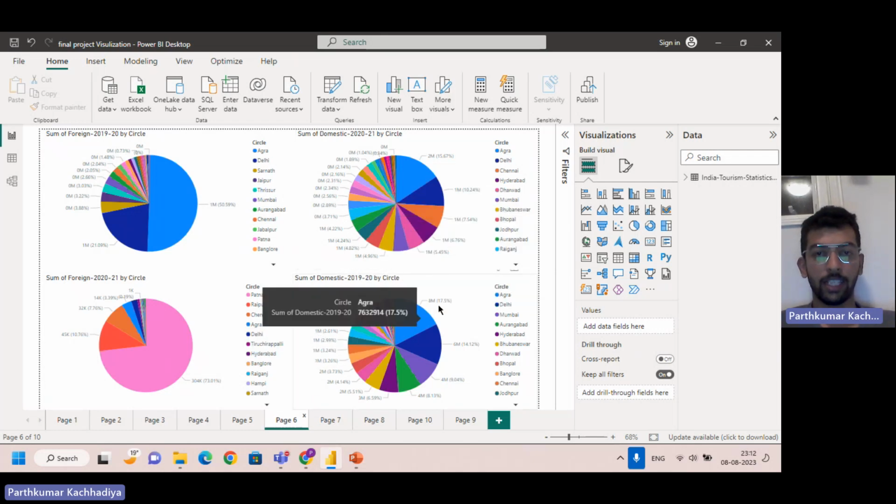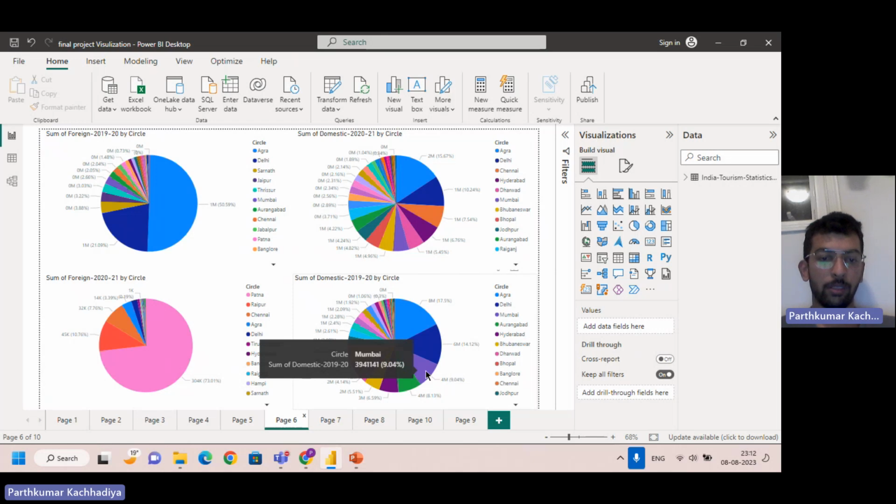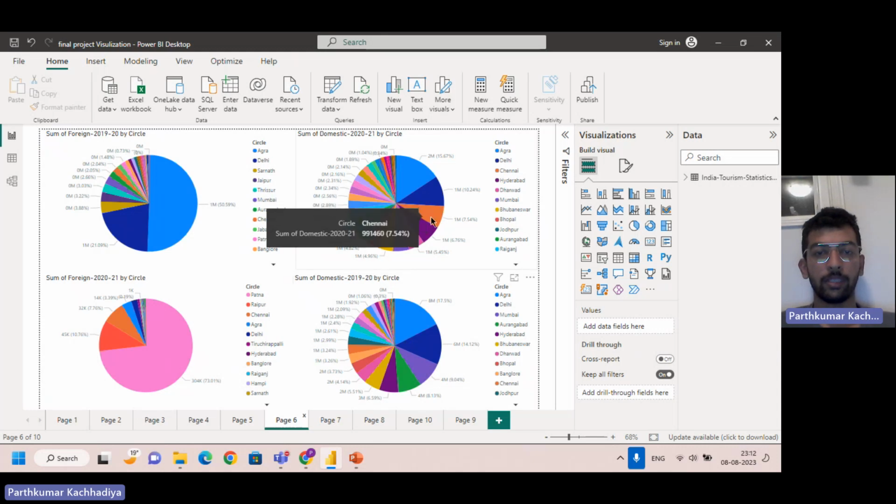Like for Agra, of course, Agra and Delhi, they are the top two. But when it comes to third place in 2019, Mumbai was third place, with around 0.4 million people going to Mumbai. But the very next year, Chennai won with almost around 1 million people.